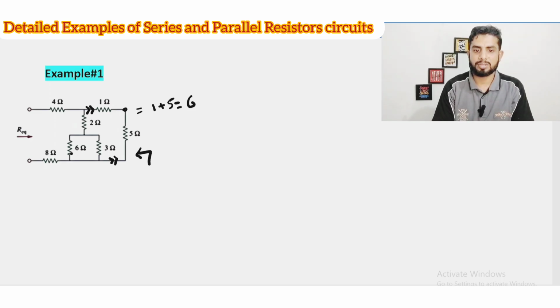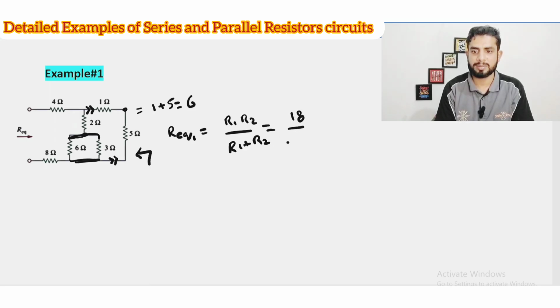So next you have to solve, look here, 6 and 3. Here one terminal is common. See here, this is the common terminal and another is here. It means these are in parallel. Their parallel combination Req1 is equal to R1 into R2, the multiplication of two resistors, divided by their sum. So 6 multiplied by 3, 18, divided by 6 plus 3 is equal to 9. 18 divided by 9 is equal to 2 ohm. It means we will connect a 2 ohm resistor here.